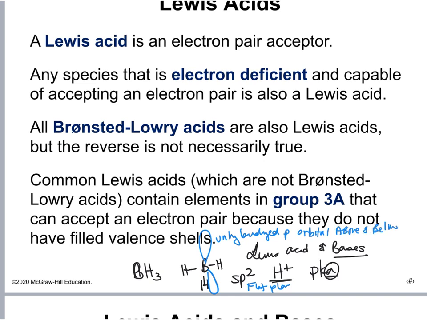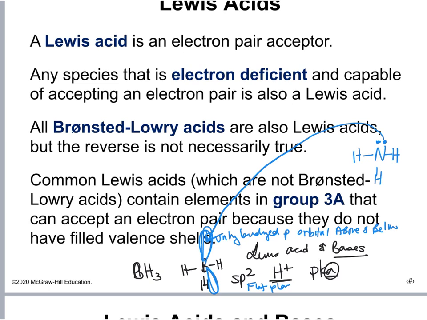And what you know about unhybridized p orbitals, electrons go there. So if you have something like ammonia, where you have this lone pair, those electrons want to go into an unhybridized p orbital.